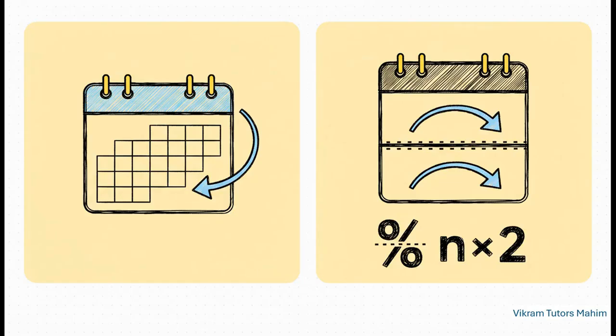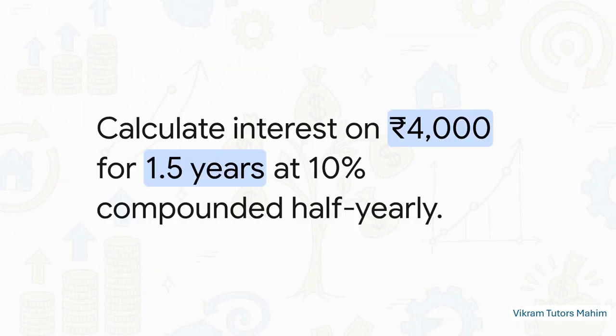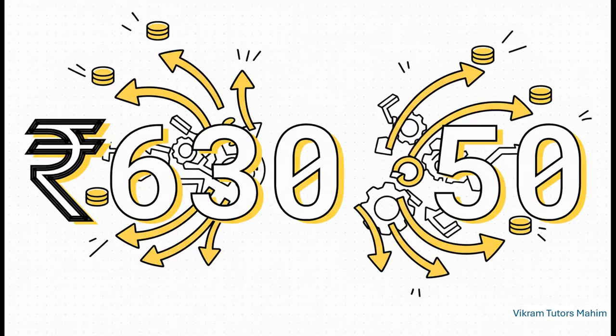For half yearly, it's a simple tweak. You just cut the rate in half and double the time periods. Let's try it out. What's the interest on 4,000 rupees for 1.5 years compounded semi-annually? See that? The interest is a bit higher because it compounded more often. It's a small but powerful difference.